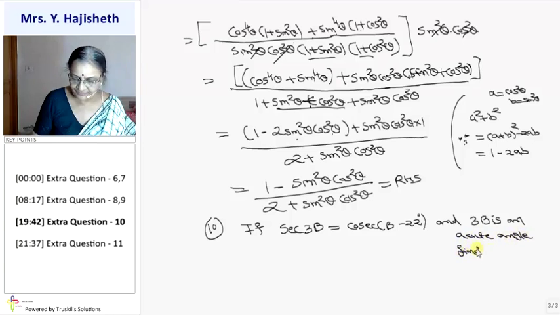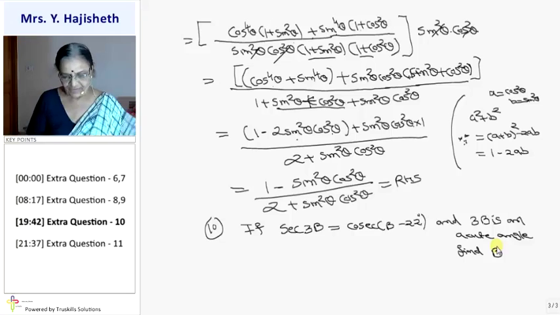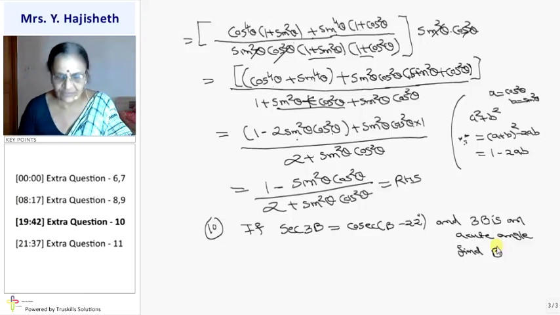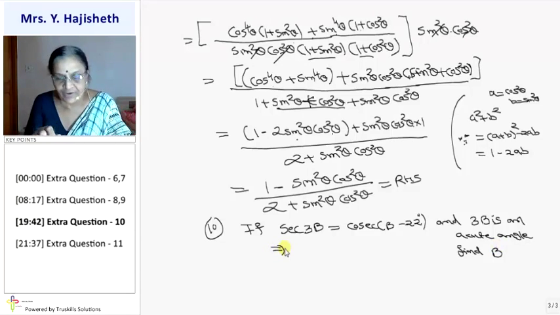Find beta. This is the small question. Space is less, so I have taken this small sum. Now we have learned, here we apply knowledge of our complementary angle.